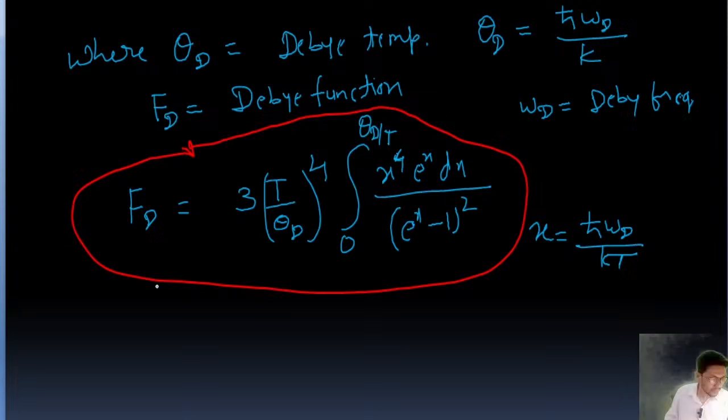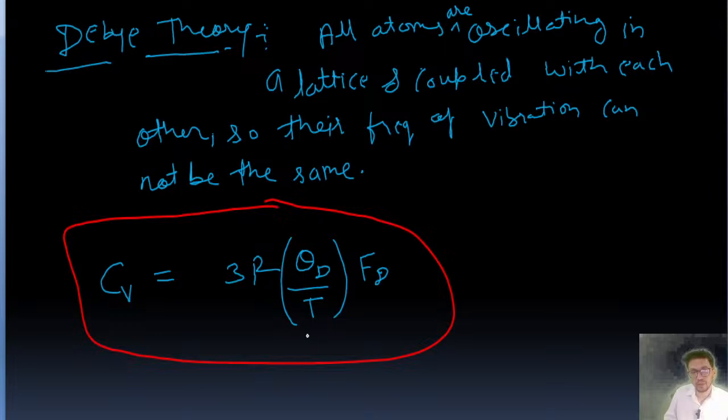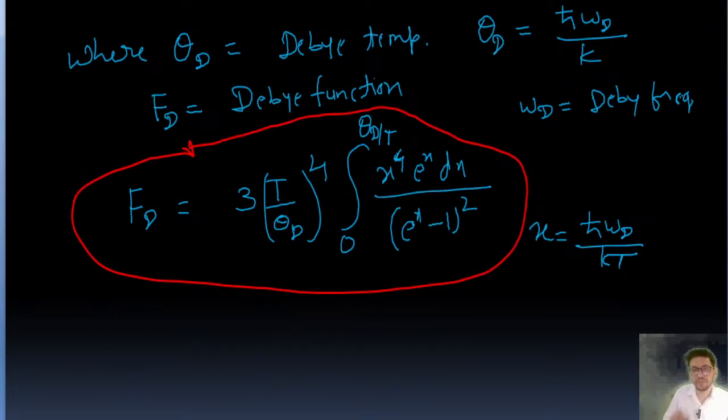Okay. This is the theta D value, and omega D is the Debye frequency. This is the Debye temperature, and this is the Debye function, and this is a very important formula you need to note down. Okay, CV equal to 3R theta D upon T FD, and the FD value is 3T upon theta D to the power 4, integration 0 to theta D upon T, x to the power 4 e to the power x dx upon e to the power x minus 1 whole square. Okay, so this is Debye.